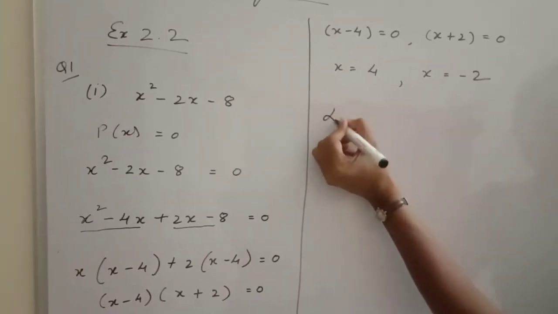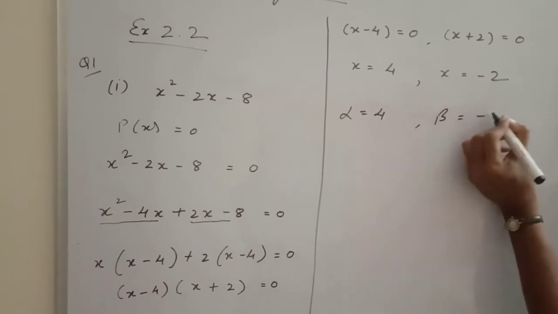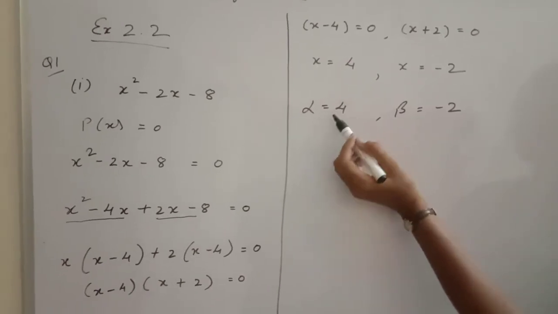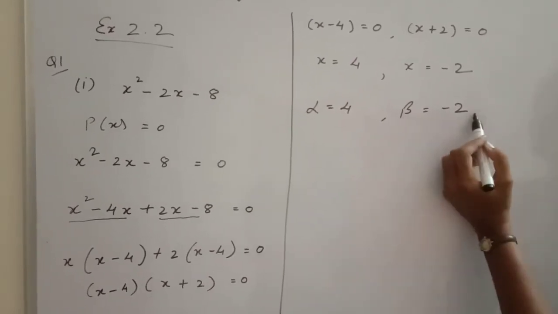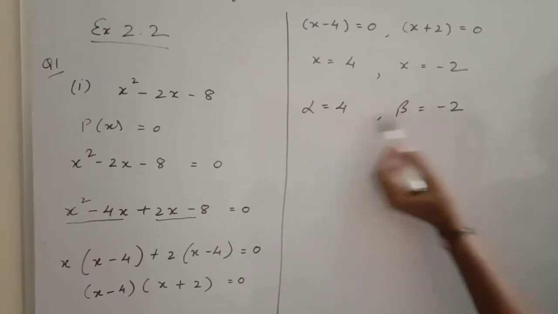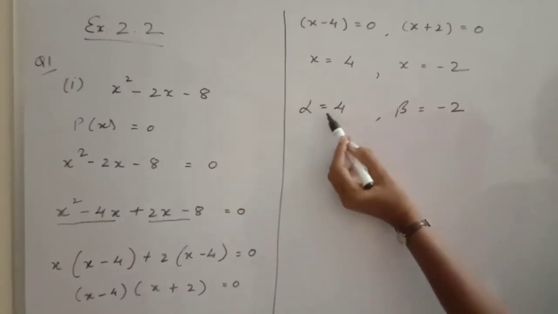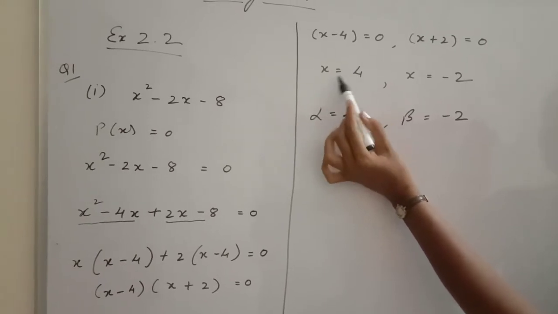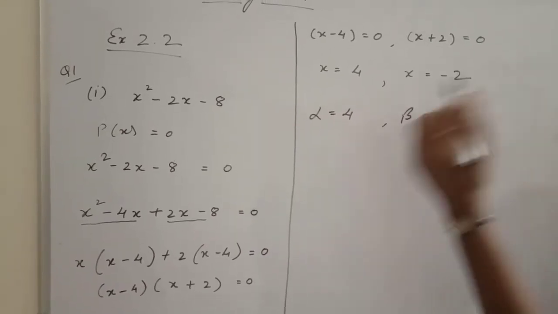If I take one zero as alpha and another zero as beta, the zeros of the given polynomial are 4 and -2. Alpha equals 4, beta equals -2. Alpha and beta are used to represent the zeros of the polynomial. So I can find the value of x by taking p(x) equals 0.